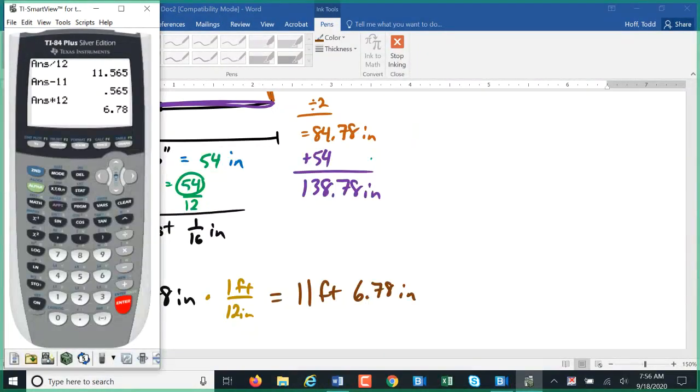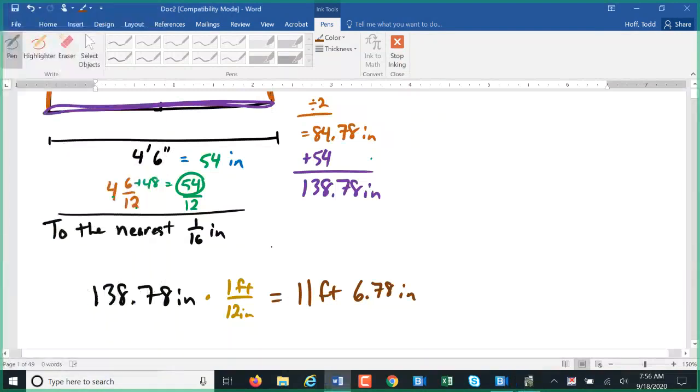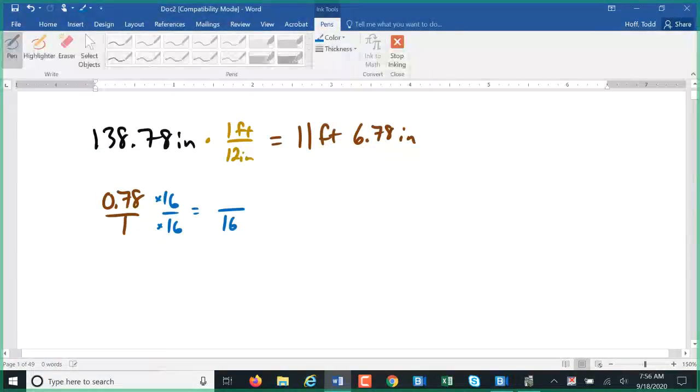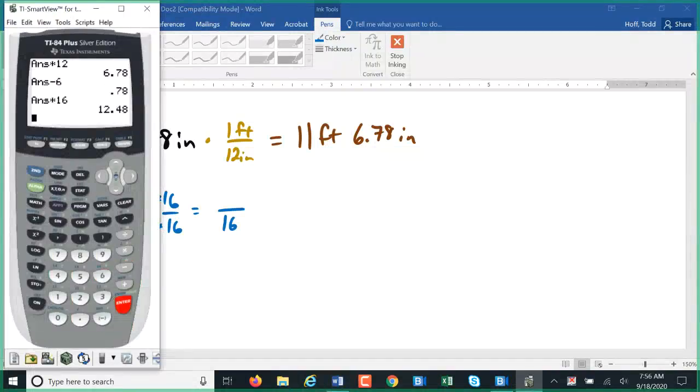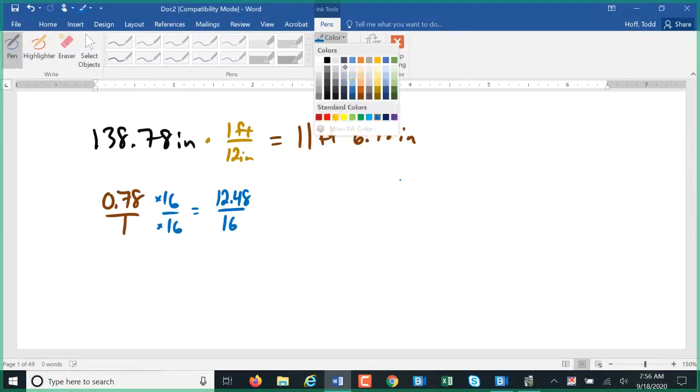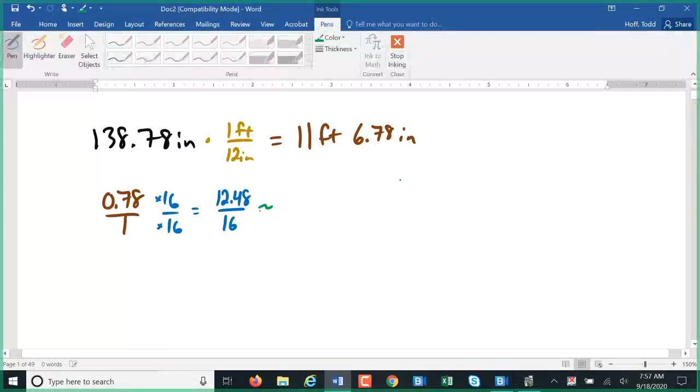Now I need to take that 6.78 inches and give it to the 16th of an inch. So I'm going to subtract the 6 off of that. I have 0.78 inches right now. 0.78 is a fraction, it's 0.78 over 1. So to turn that into 16ths, I'm just going to multiply by 16 over 16. So 0.78 times 16 is 12.48, which is slightly closer to 12 than it is to 13. So that's 12 sixteenths, or 3/4 of an inch.